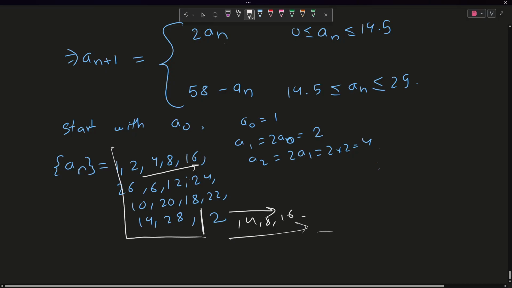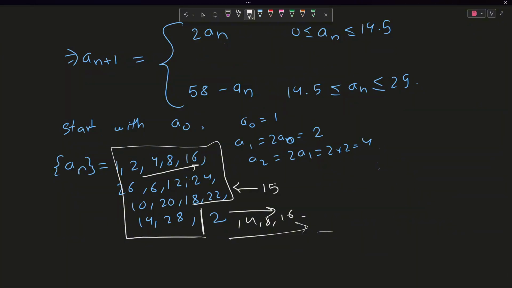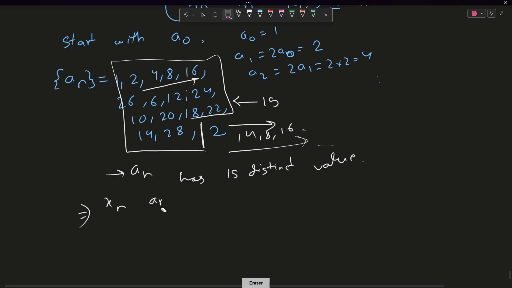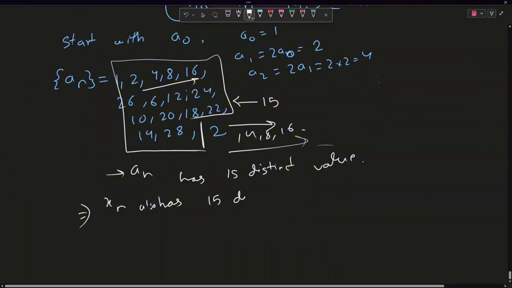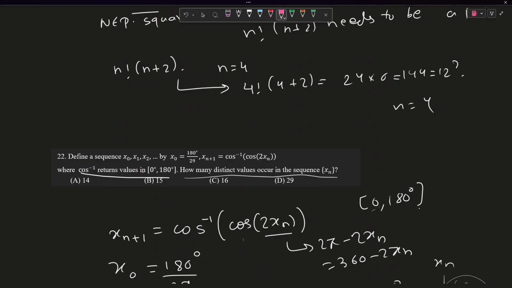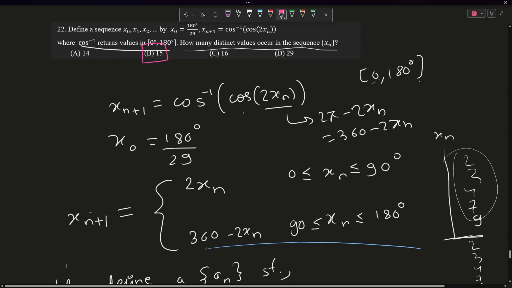So our required answer is these values. If you just count, this is just 15. So an has 15 distinct values, and xn is just a function of an. So this implies xn also has 15 distinct values. So our answer is 15.